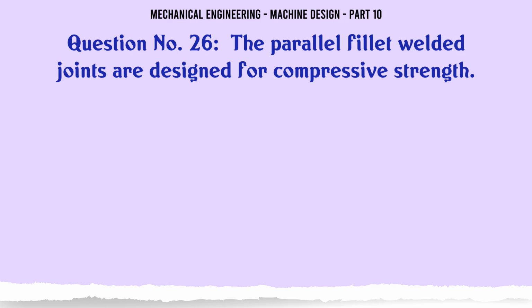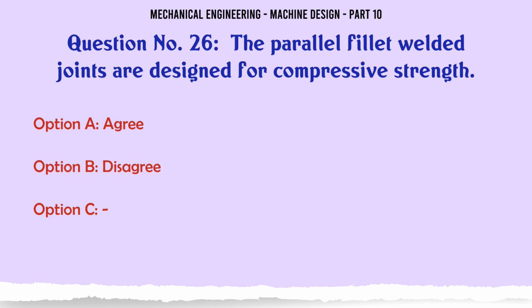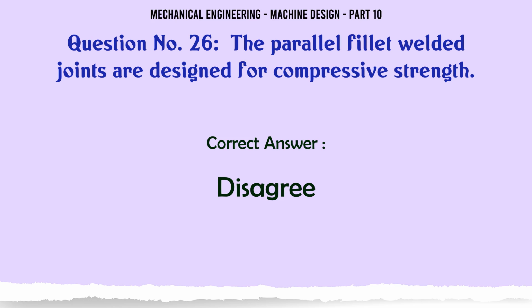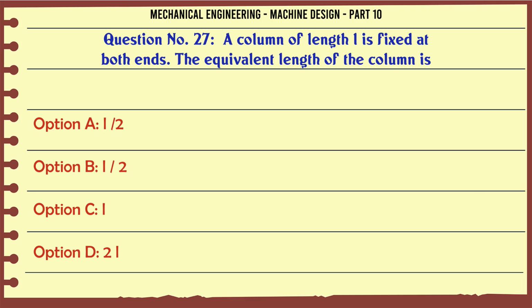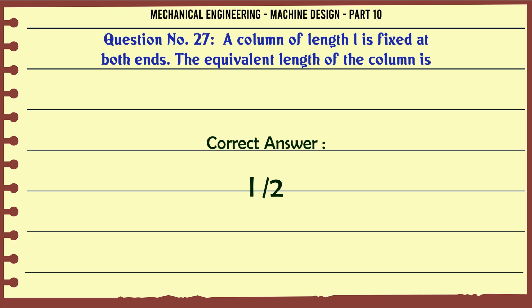The parallel fillet welded joints are designed for compressive strength. A, agree; B, disagree. The correct answer is disagree. A column of length L is fixed at both ends. The equivalent length of the column is A, L/2; B, L/2; C, L; D, 2L. The correct answer is L/2.